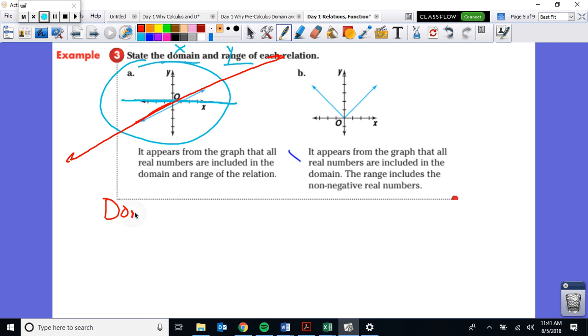So the domain is, so it's x equals all real numbers. That means every single number. That means a half, that means pi, that means negative a half, that means negative a third, that means negative 100,000, that means positive 100,000, that means every single x value. So this is all real numbers, okay? Range.